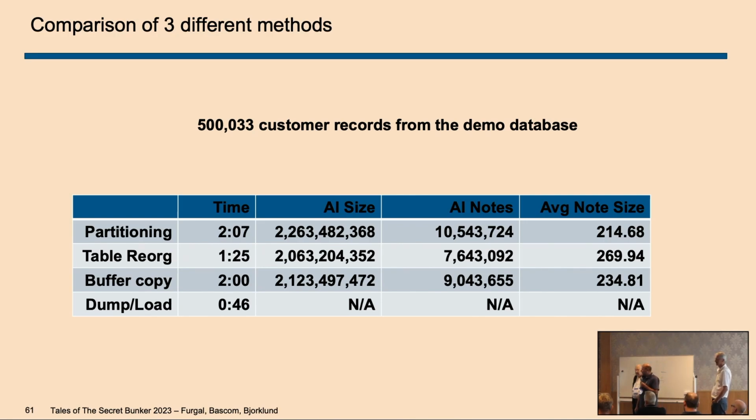Why I did this is we were a little bit surprised about the AI space that the partitioning cost. If you remember, it was a 10 gigabyte database, and it created 233 gigabytes of AI space, which was, I think, a surprise. So you can see here the AI size for each one of these moves. Obviously, dump and load didn't have an AI size because you're just dumping and loading. And then here's the number of AI notes, using AI image scan and grepping out RL underscore to get all the notes that it created. So you can see that partitioning created significantly more AI space than table reorg does.